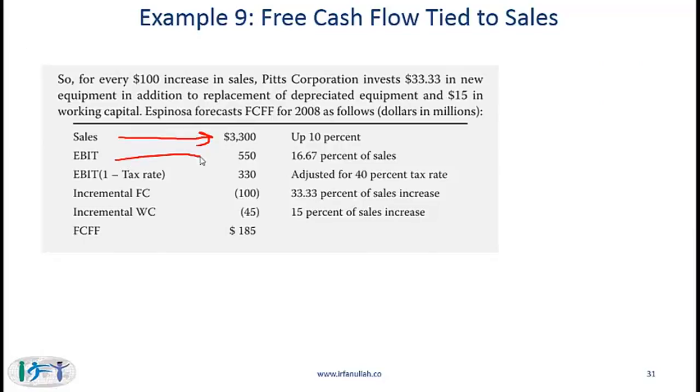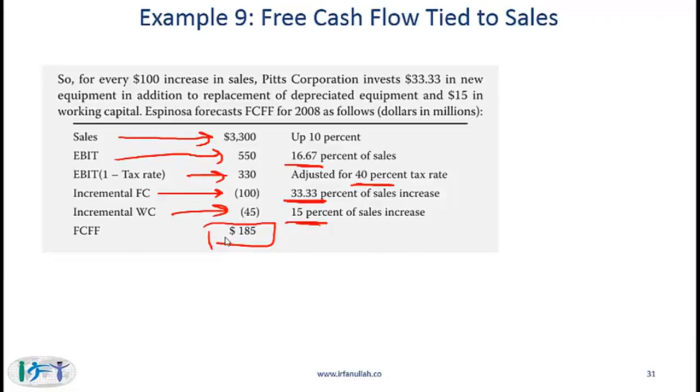So putting all this together, for 2008 then we are saying that if sales go up to 3,300, EBIT is 16.67%, which is given. EBIT into 1 minus tax rate is 330, again based on the tax rate. And then incremental fixed capital is 100. Why 100? Because it is going to be 33.33% of the increase in sales. And working capital, you subtract 45, 15% of increase in sales.